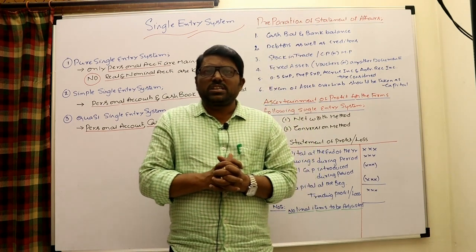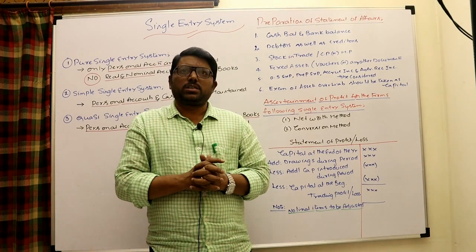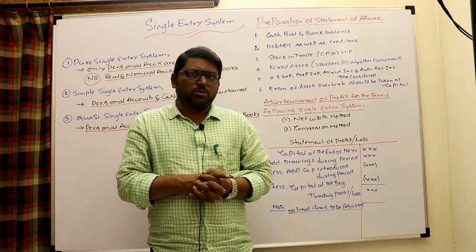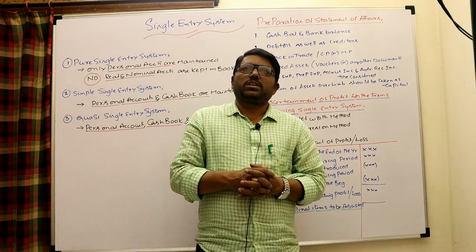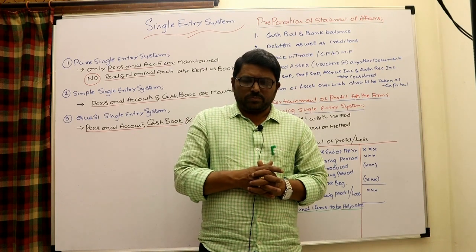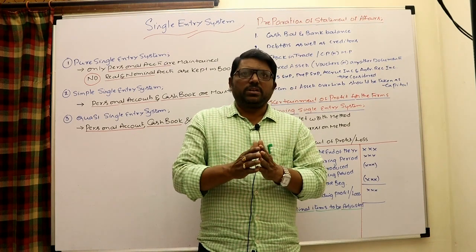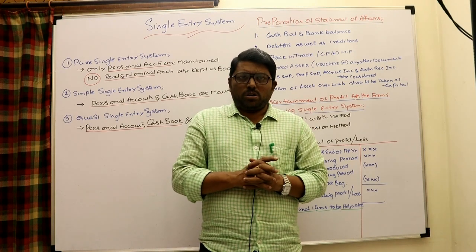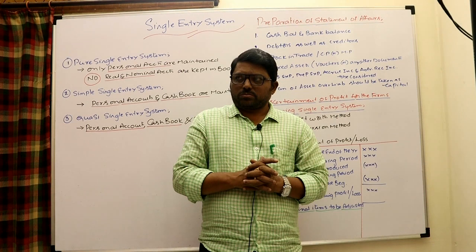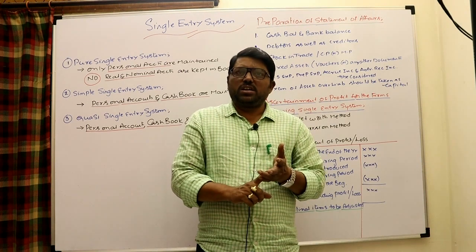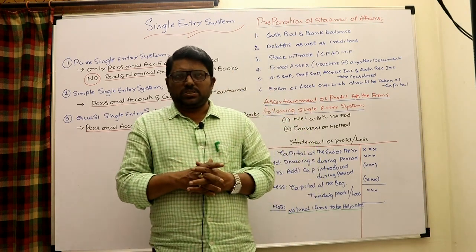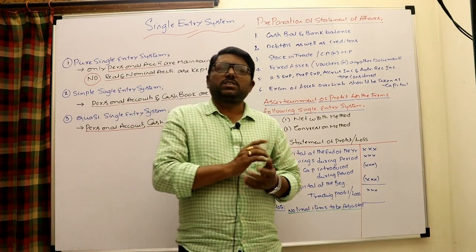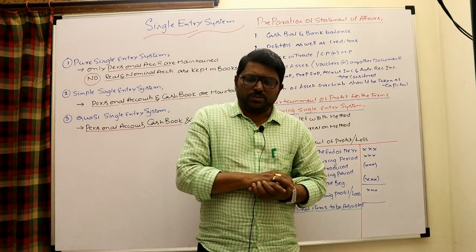Now let us come to the single entry system of accounting. Sole trade and partnership firms may follow the single entry system also. How can you define single entry system? First of all, single entry system is said to be an incomplete record. Normally people say, if two aspects are recorded, that is called the double entry system. If only one aspect is recorded, that is a single entry system.